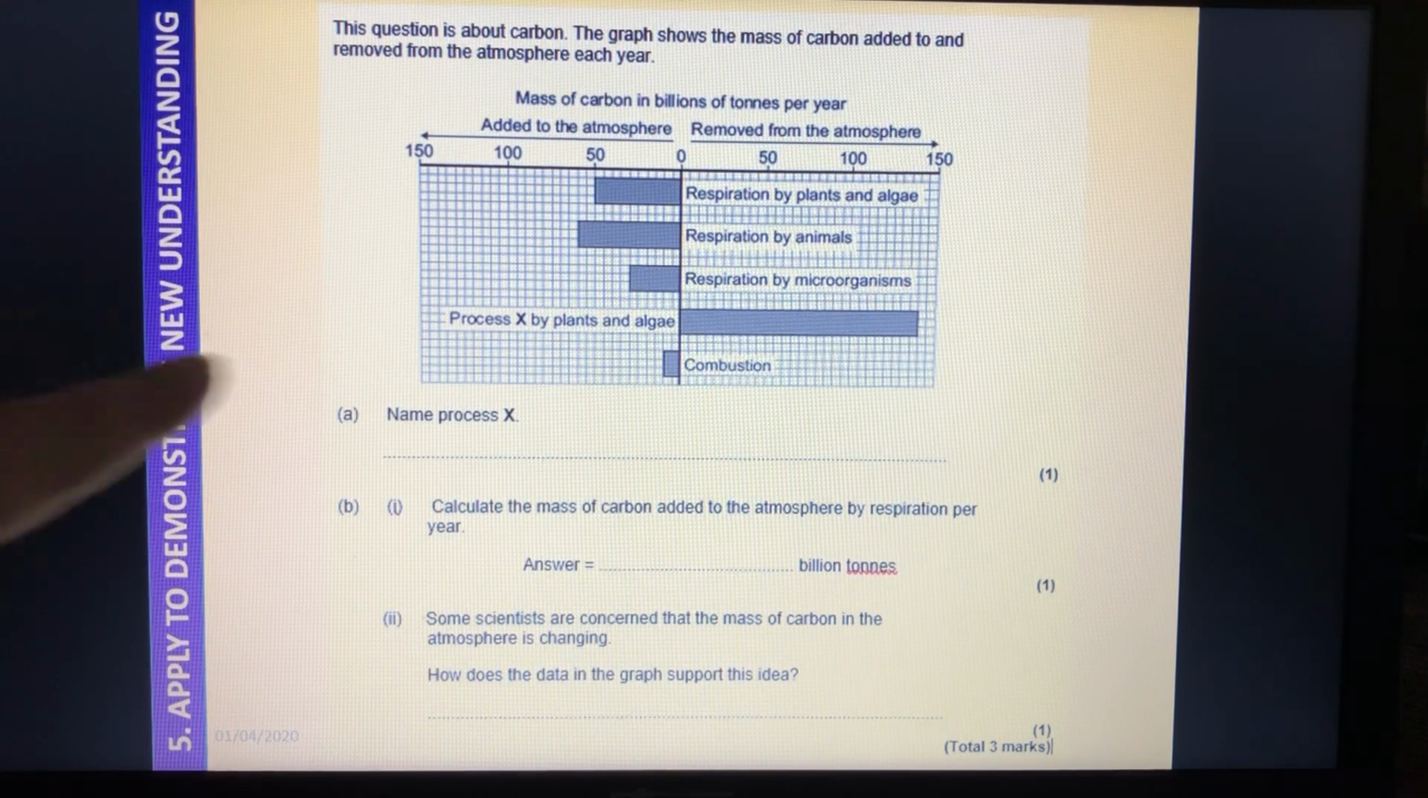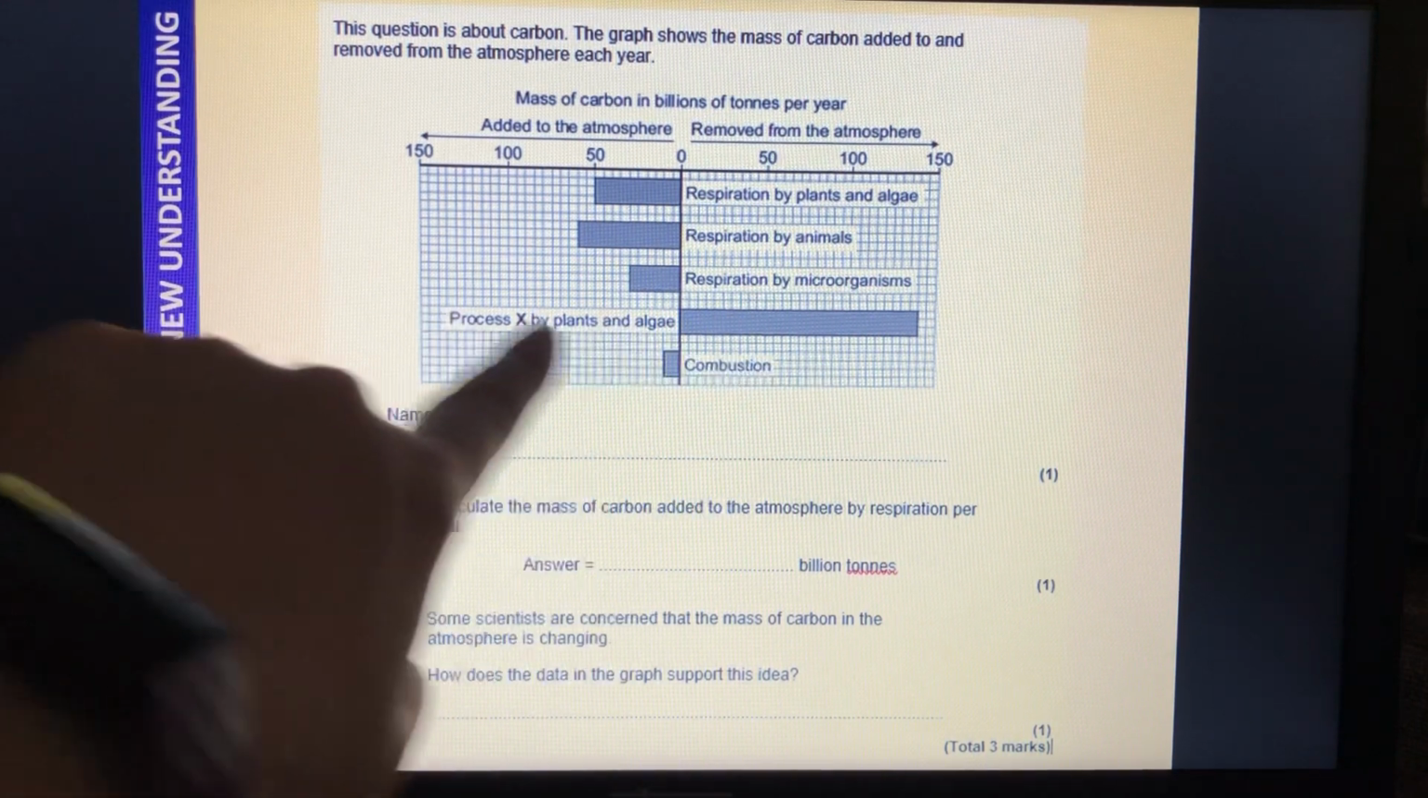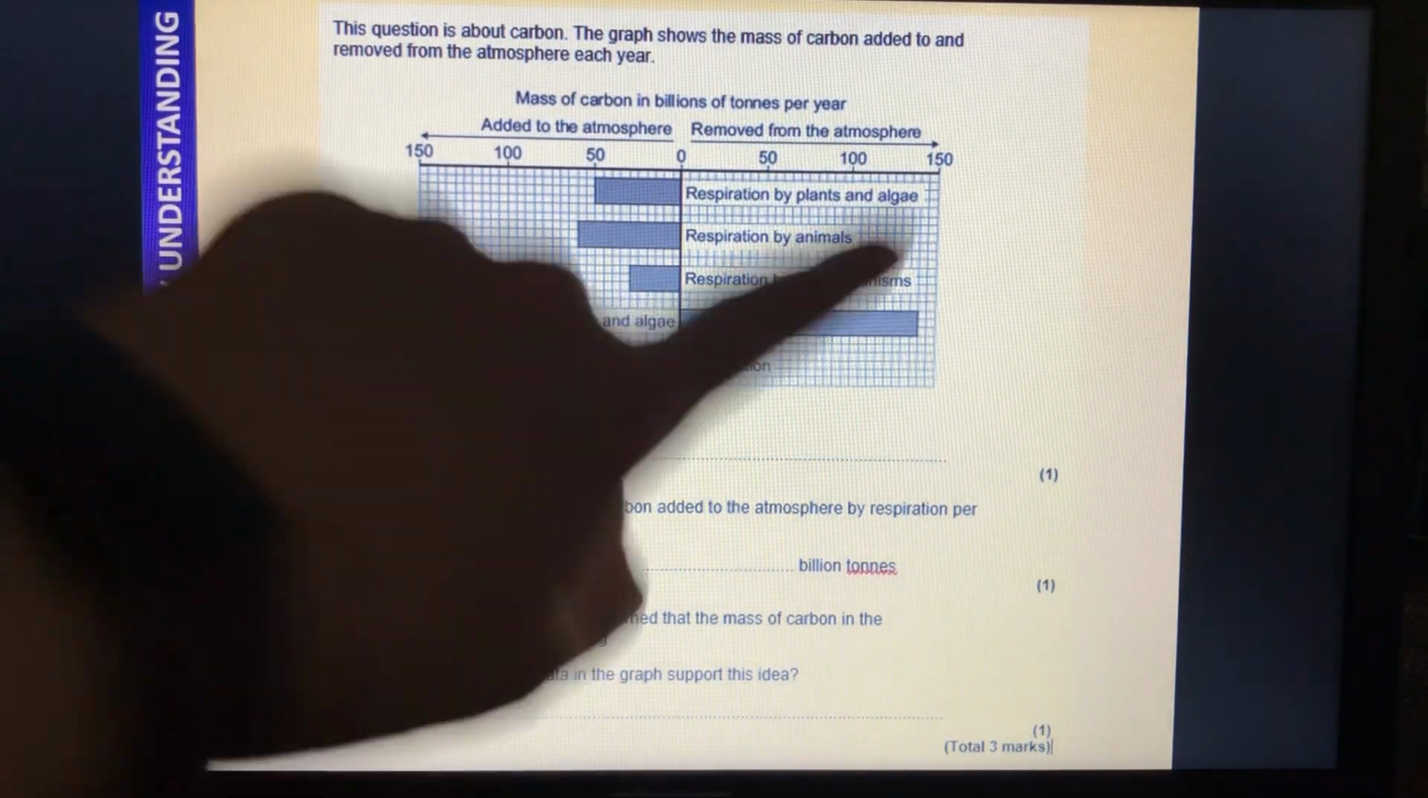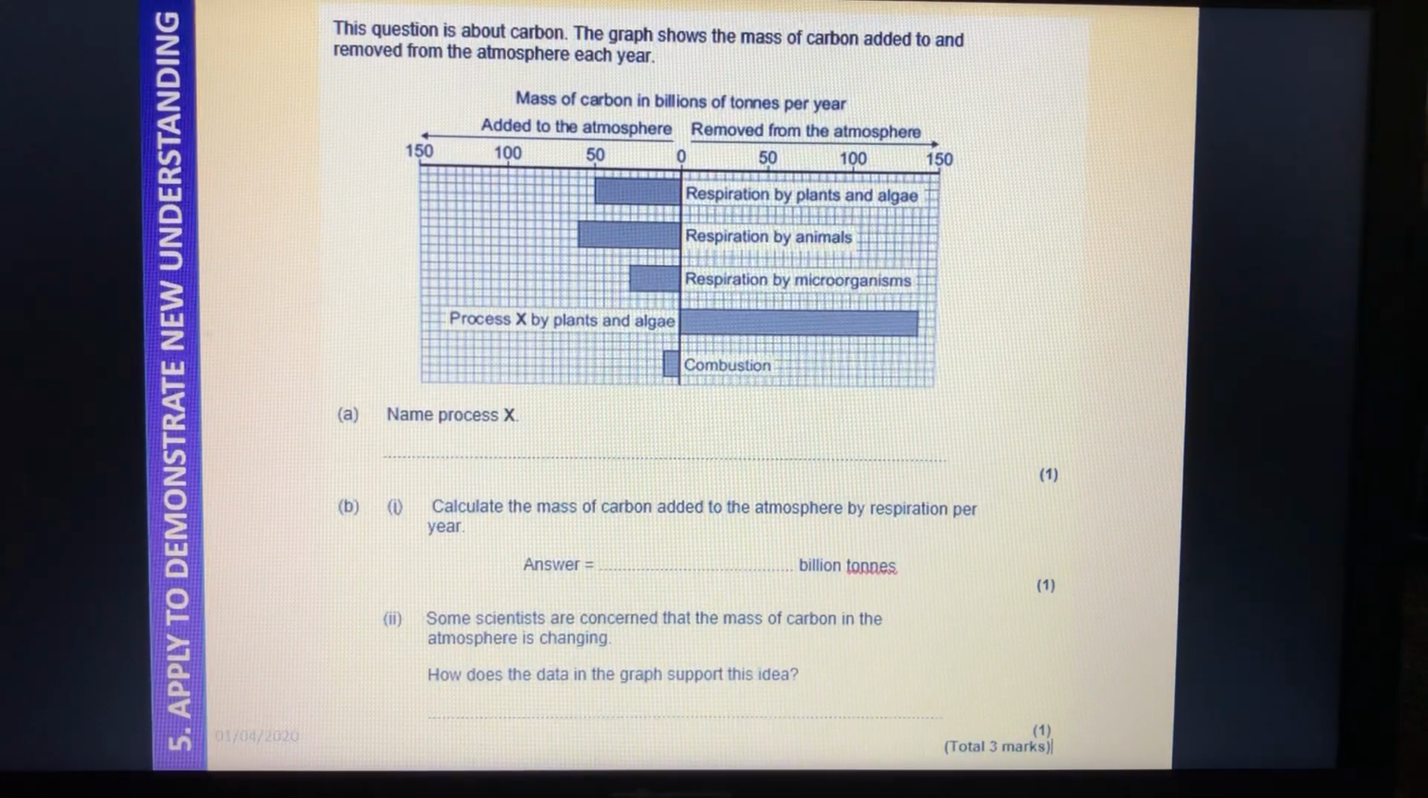I said it was by plants and animals. I meant to say plants and algae. I was on autopilot. Okay, done by plants and algae. So what is the process that's done by plants and algae that removes carbon from the atmosphere?